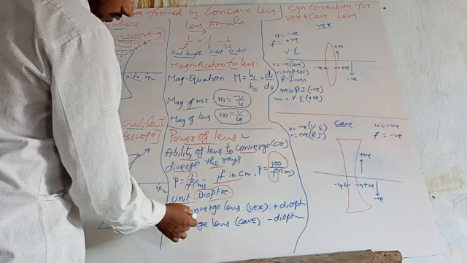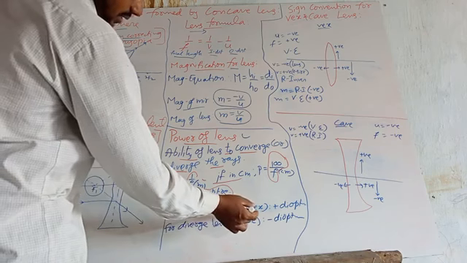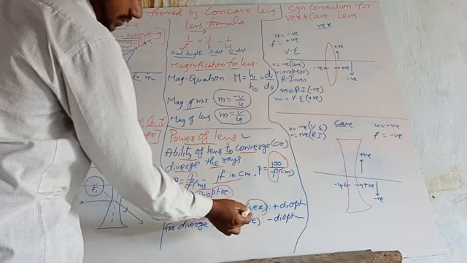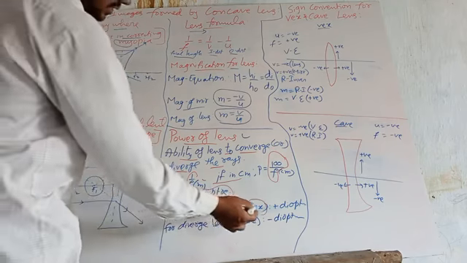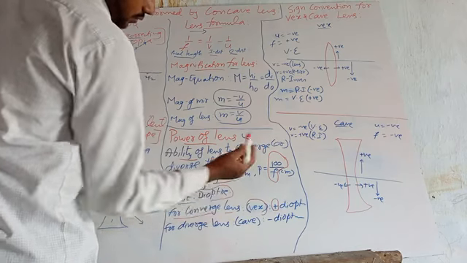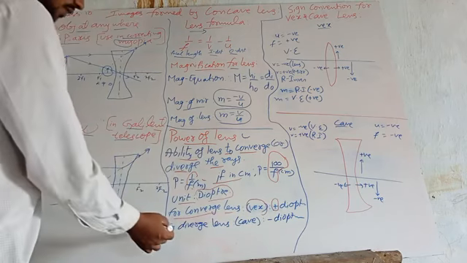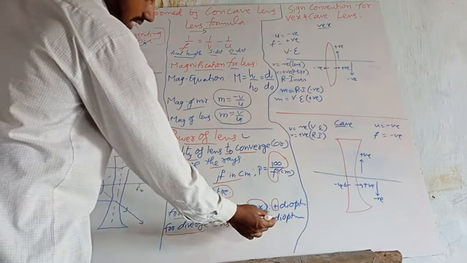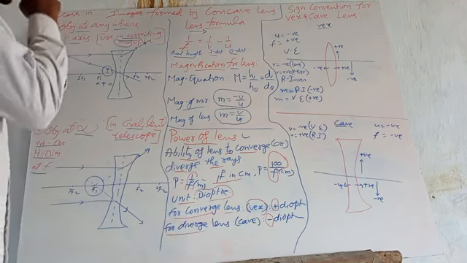Here next, for a converging lens, meaning convex lens, please keep it in mind, shortly I have written. For a convex lens, the diopter is positive, plus, and for a diverging lens, concave lens, the diopter is negative. Please keep it in your mind.